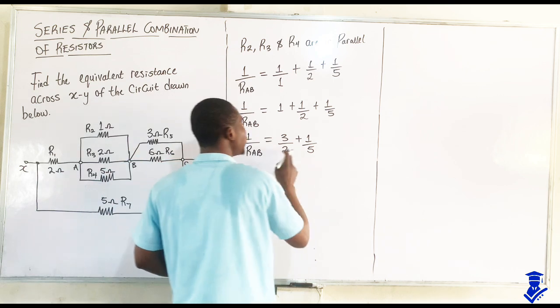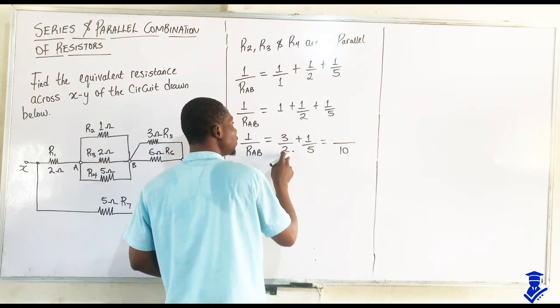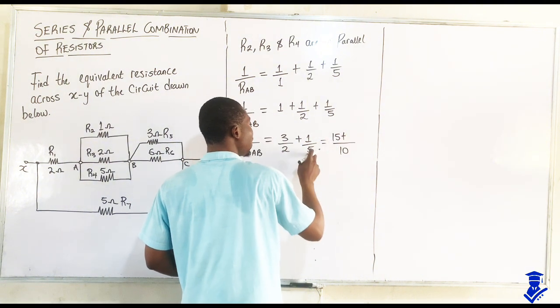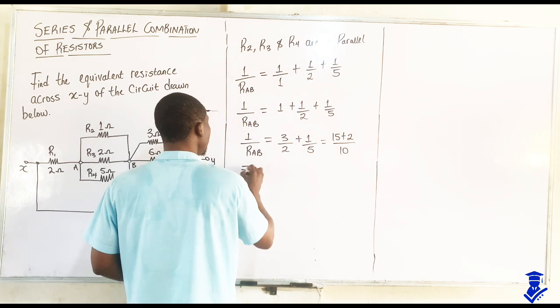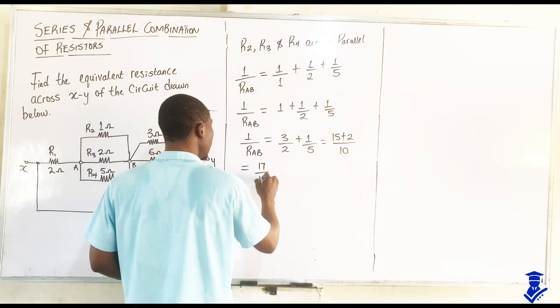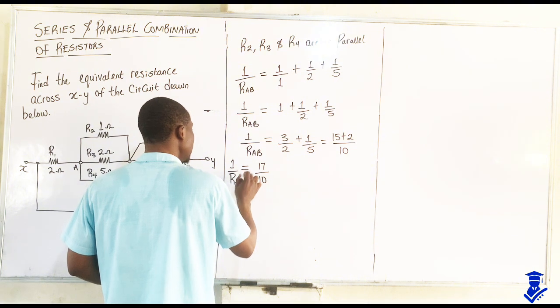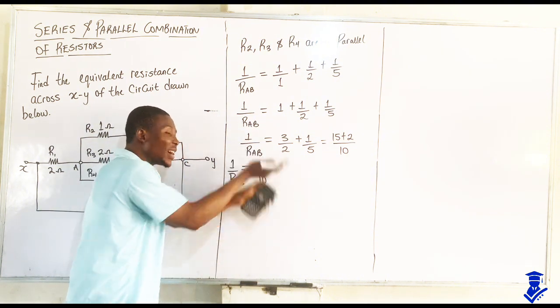Now, the LCM of 2 and 5 is 10. So 10 divided by 2 gives us 5, 5 times 3 gives us 15, plus 10 divided by 5 gives us 2, 2 times 1 gives us 2. So this is going to be 15 plus 2, that's 17 over 10. So 1 over RAB is equal to 17 over 10. Now, to find RAB itself, we inverse this.